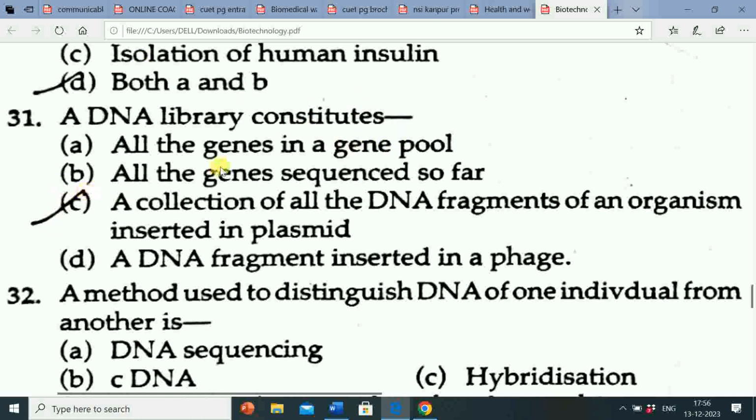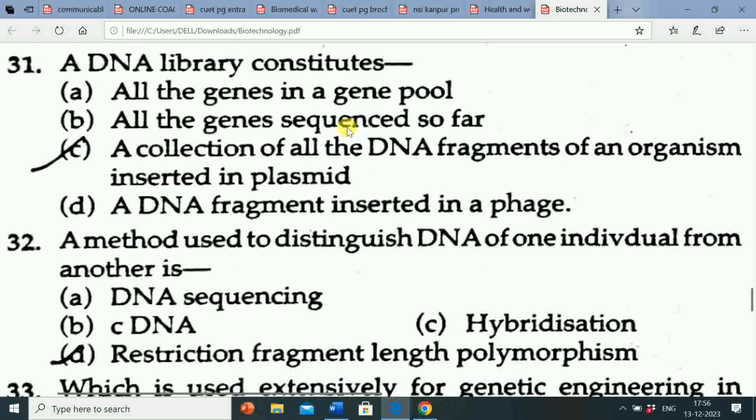Next question, a DNA library constitutes option A, all the genes in a gene pool; option B, all the genes sequenced so far; option C, a collection of all the DNA fragments of an organism inserted in plasmid; option D, a DNA fragment inserted in a phage. So the correct answer is option C. A DNA library constitutes a collection of all the DNA fragments of an organism inserted in plasmid.